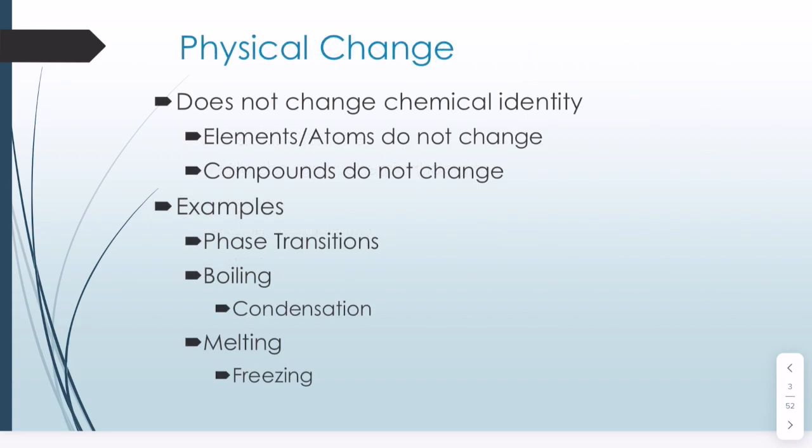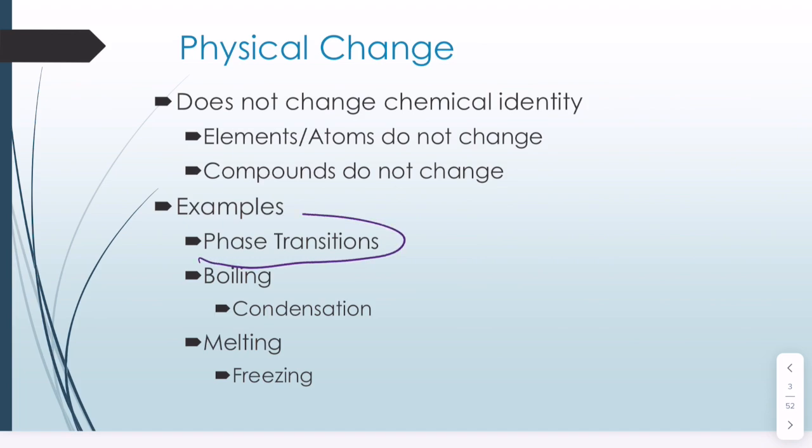So when we talk about physical change, we are talking about anything that, as I mentioned before, doesn't change the identity of the substance. So that means that the elements and the atoms don't change in a reaction. If we have compounds, they don't change in the process. So these would include a number of things, but among them, the ones that we see as chemists probably most frequently are what are called phase transitions.